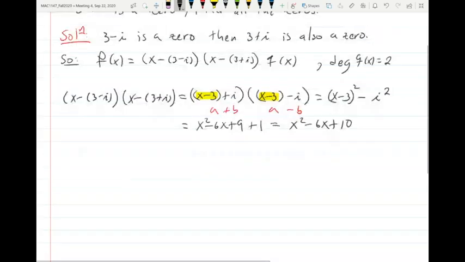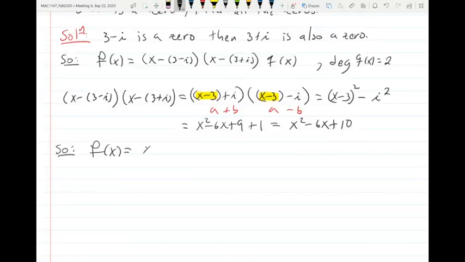Okay, so let's write down f of x. So f of x equals x squared minus 6x plus 10 times something. That's what we know. And now our job is to figure out q. How do we find q? Well, we're going to do division. Now, in this case, synthetic division doesn't work because we're dividing by something of degree 2. So here is where we need long division. That's why we took some time last week to remind you of this, because sometimes we need long division.